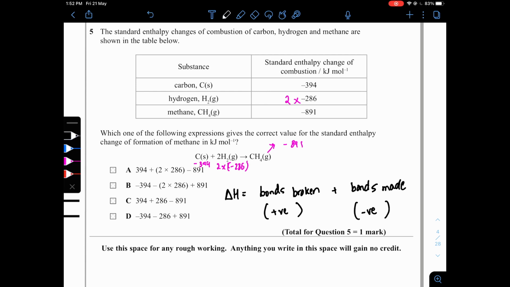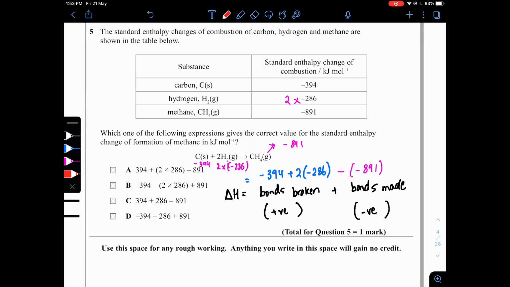So what bonds are being broken here? The only bonds that are being broken here are on the left-hand side, right? The reactant side, because the bond between hydrogens is being broken, right? So we can conclude that the enthalpy change with this would be -394, right? Plus two times -286. Now, I would say plus again, but you have to add the negative sign for the bonds made because it's an exothermic process. So instead of adding the plus, we can straight away write the negative sign, and then we can write the value -891.